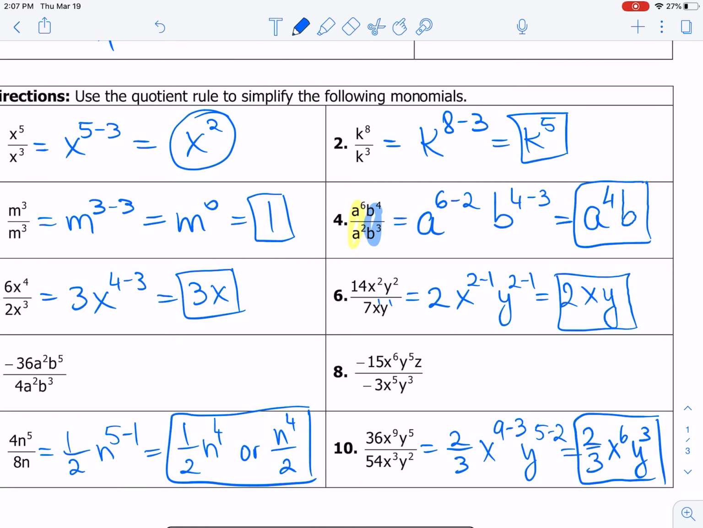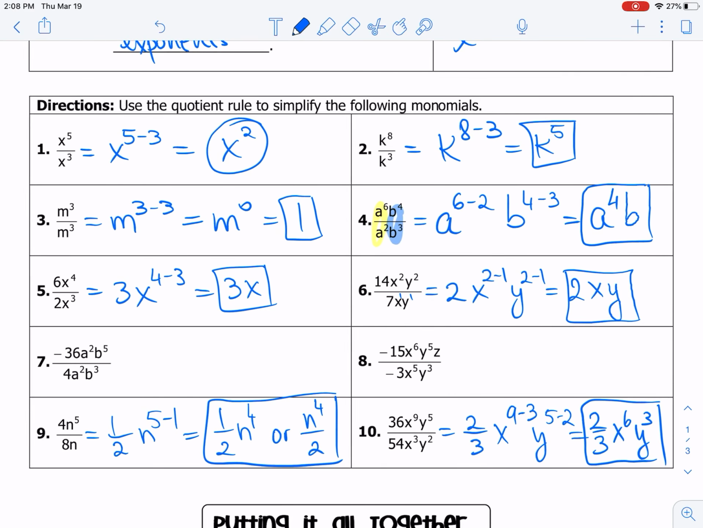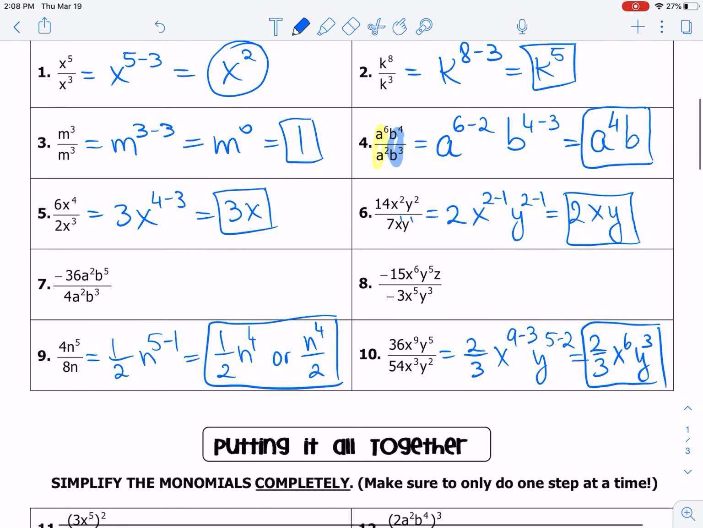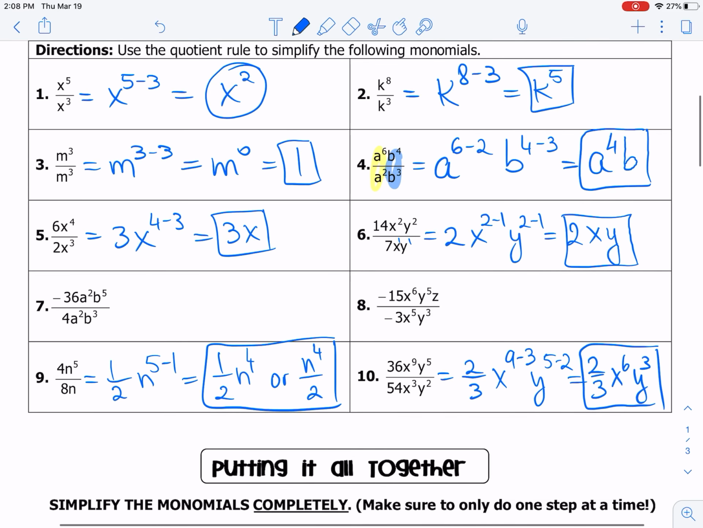All right, we stop here, and tomorrow we're going to look at putting it all together, how we can simplify monomials when we have addition, subtraction, the product rule, the power rule, and the quotient rule, all of them combined.